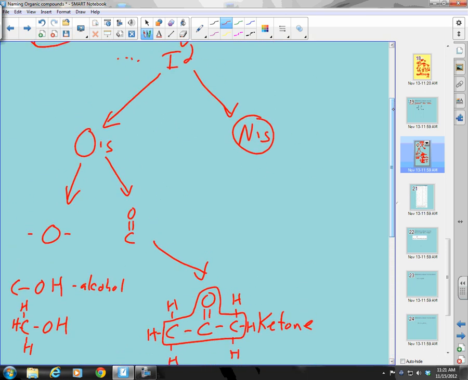Now, what about my nitrogens? We only have 2 nitrogens to worry about. We have the one that looks like this, where I have a carbon bonded to a nitrogen, and the nitrogen has 2 hydrogens on that. We call that an amine. And then the other one is a carbon double bonded to my oxygen, and then a nitrogen on it, like that. And we would call this an amide. So those are the functional groups I want you to know.